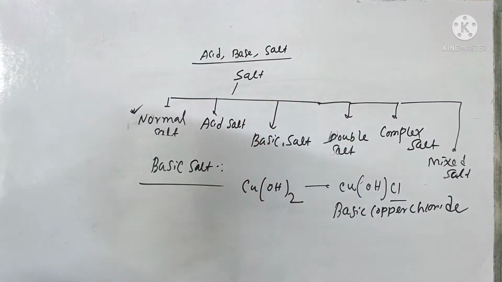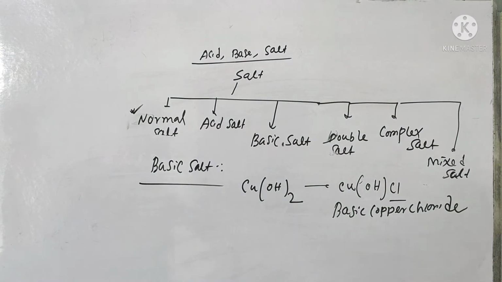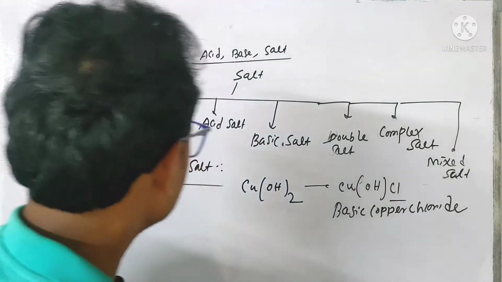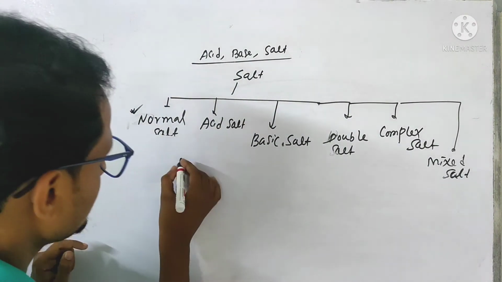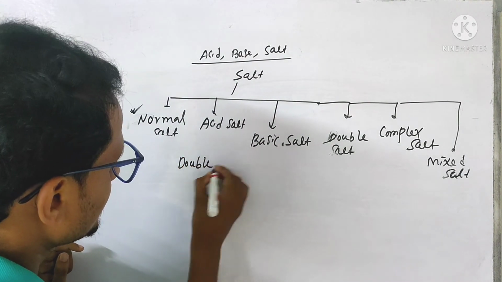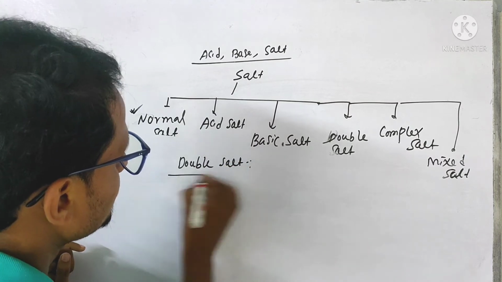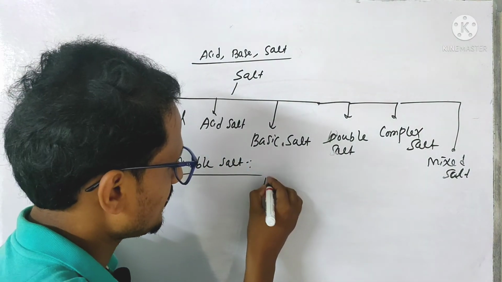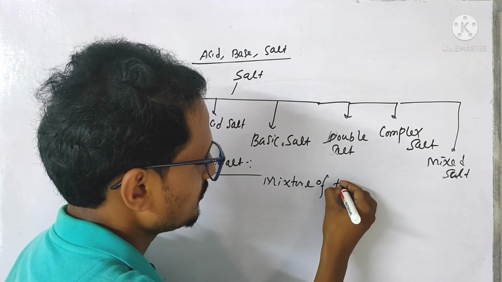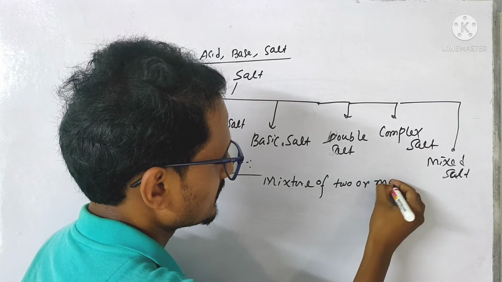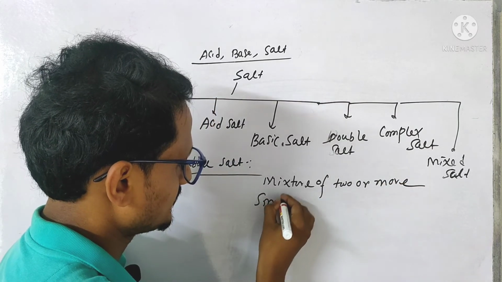Basic copper chloride. Okay, now move on to the next classification. The next classification is the double salt. It is very important. A double salt is a mixture of two or more simple salts.